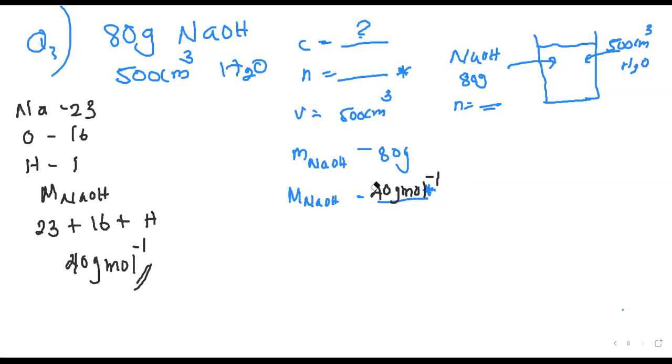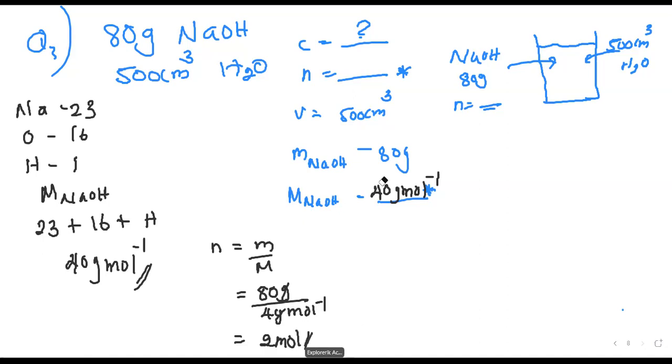So then the molar mass I have found out. The mass of sodium hydroxide I know. So then I can calculate the number of moles. Using n equals m over M, I can calculate the number of moles. Mass of sodium hydroxide added is 80 grams. Molar mass of sodium hydroxide is 40 g mole minus 1. Grams to gram cuts off, and then it comes as 2 moles. Number of moles equals 2 moles. So you have found out the number of moles, the 2 moles.